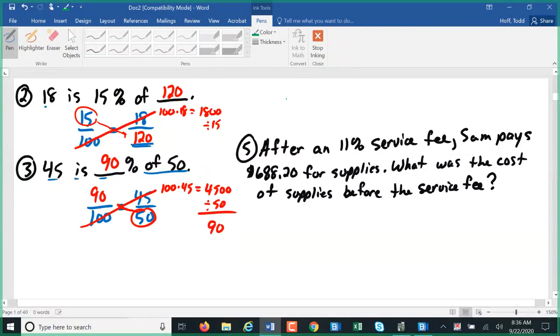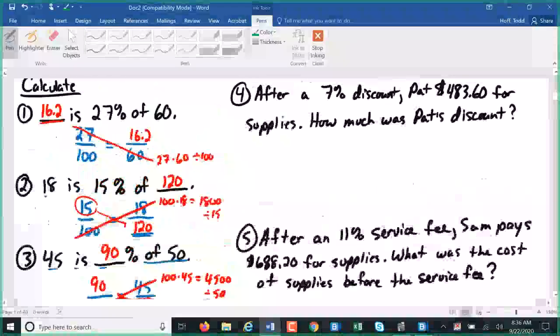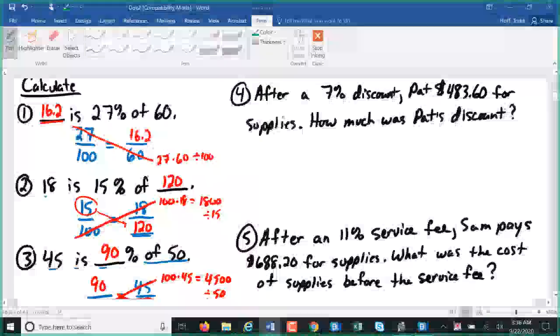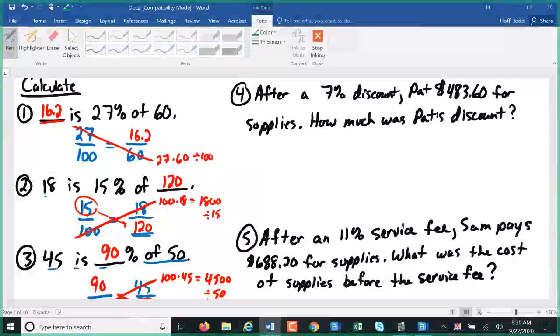Now, 4 and 5 were what we referred to as our percent increase or decrease problems. Number 4 is a discount of 7%. After that discount, Pat pays $483.60 for supplies. In these types of problems, we have to be very careful to define what the base amount is.